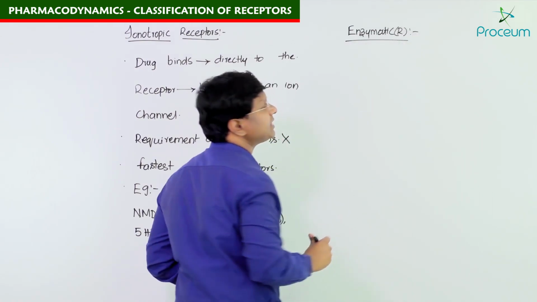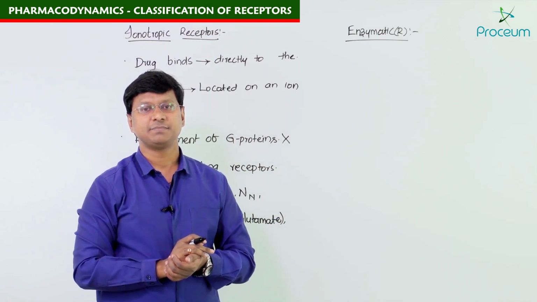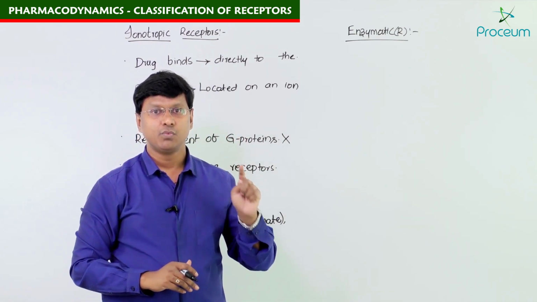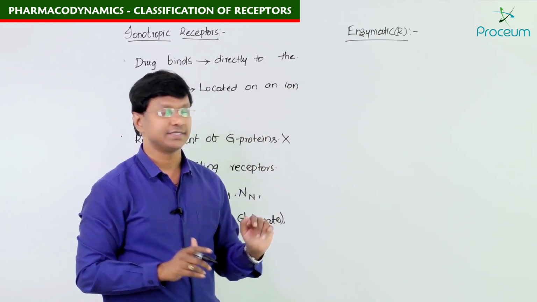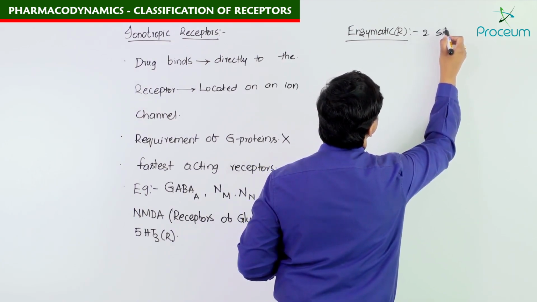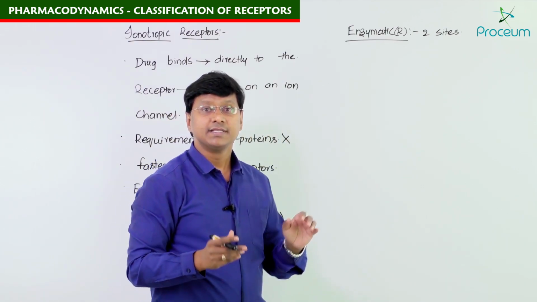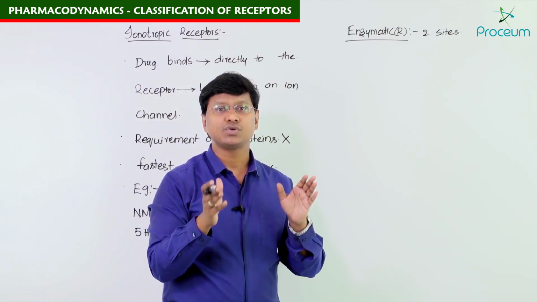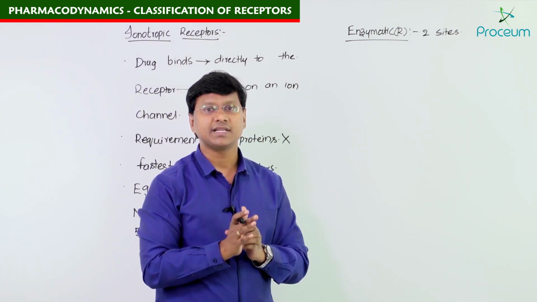Right, let me discuss the enzymatic receptors. Now remember, this type of receptor has two sites: one is the intracellular site and the other is the extracellular site. The drug binds on the extracellular site as well as on the intracellular site.